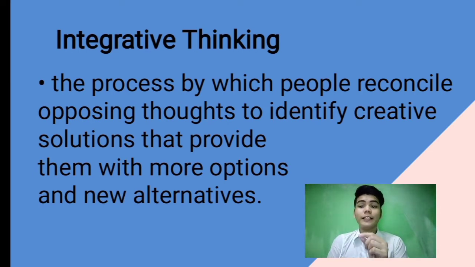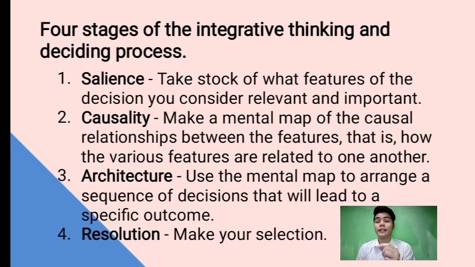In other words, integrative thinking examines a problem as a whole, taking note of the complexities that exist and embracing the tension between opposing ideas to create new alternatives that take advantage of many possible solutions. So there are four stages of the integrative thinking and deciding process. These are salience, causality, architecture, and resolution.